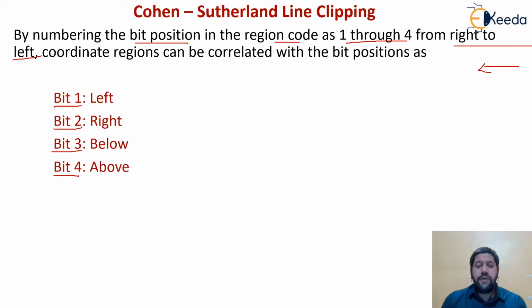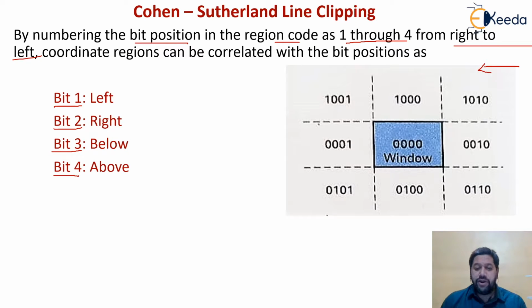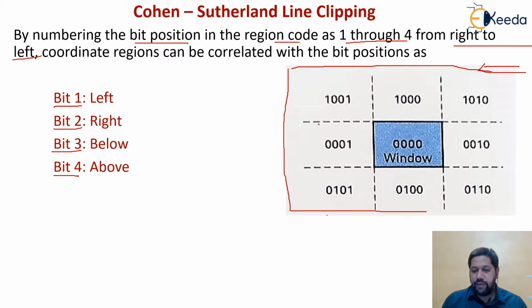Now how exactly is this defined? Let us understand this diagram. This diagram is very important. Suppose I consider this is my complete screen, where I want to display the picture. This complete screen is now divided into 9 regions: 1, 2, 3, 4, 5, 6, 7, 8, 9. It is divided into 9 regions and we call it a 9 region code.